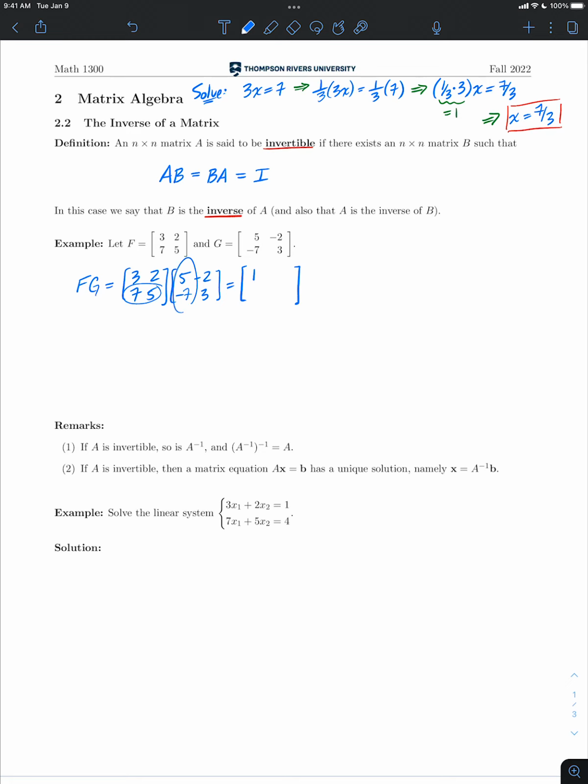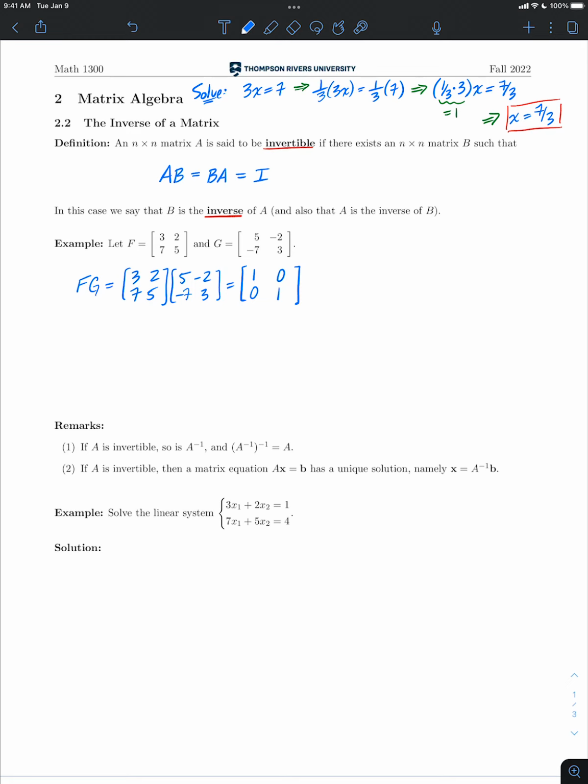7 times 5 plus 5 times -7. That's going to be 35 minus 35. And then if we go 3 times -2 plus 2 times 3, that's going to be -6 plus 6. And then lastly, 7 times -2 plus 5 times 3, that's going to be -14 plus 15. So you end up with, hey, that's the 2 by 2 identity matrix.